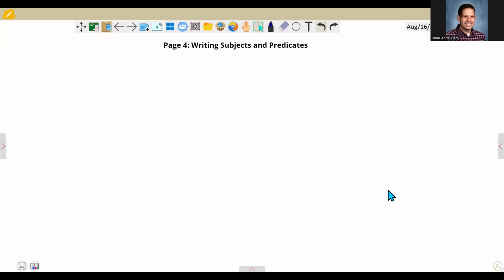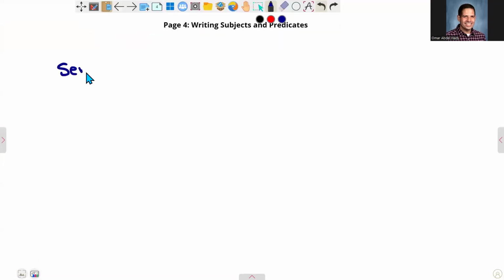Okay, so we have learned in the previous lesson that sentences start with a capital letter and they end with an exclamation mark if they're exclamatory, or with a period if they're statements. And sentences must convey or show an idea. They have to have an idea. Sentences also have to have two things. They have to have a subject and a predicate.